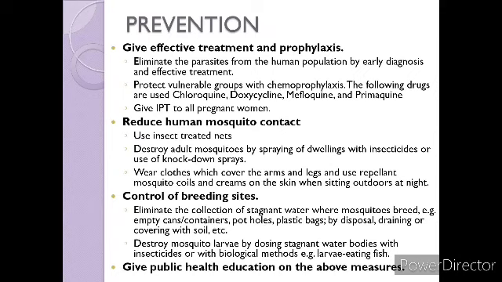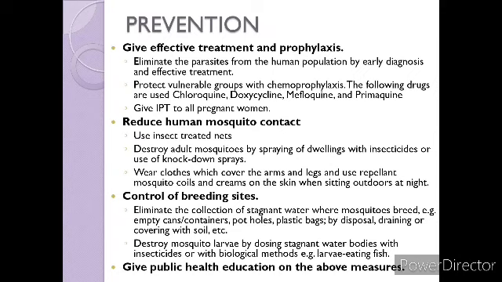Then to reduce human contact with mosquitoes. First is use of an insecticide treated net. Second, destroy adult mosquitoes by spraying of dwellings with insecticides or use of knockdown sprays. Then wear clothes which cover the arms, legs, and use repellent mosquito coils.